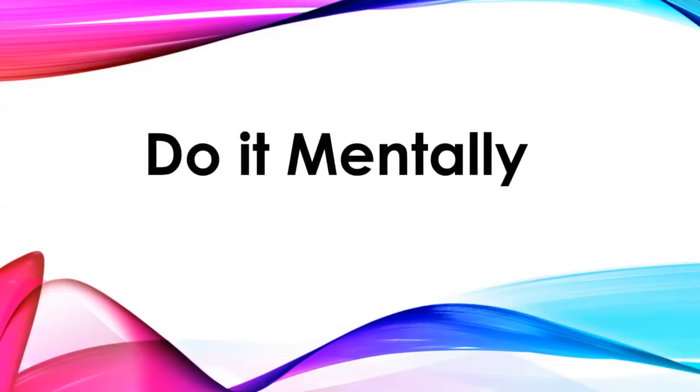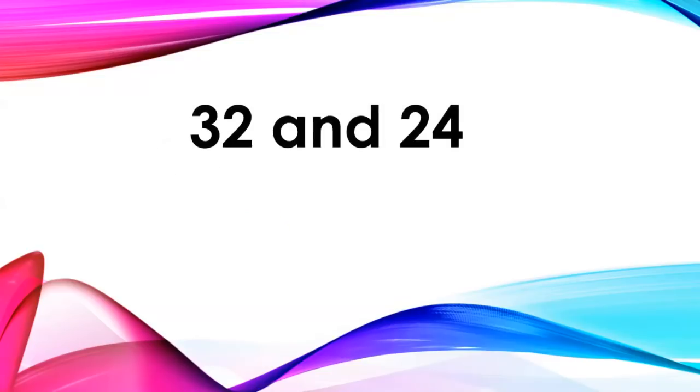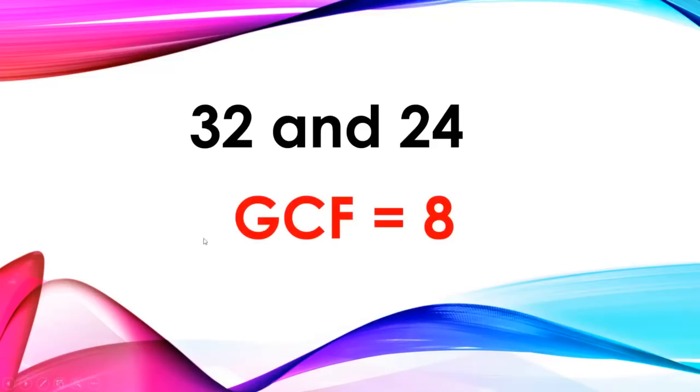Okay, next, you could do it mentally. Let's try this. 32 and 24. As you can see, 32 and 24, we could use, let's say, 8. So the biggest possible number is 8. Okay, next one, 20 and 10. Okay, so this one is easy. Of course, the biggest possible number that we could use to divide 20 and 10 is 10.